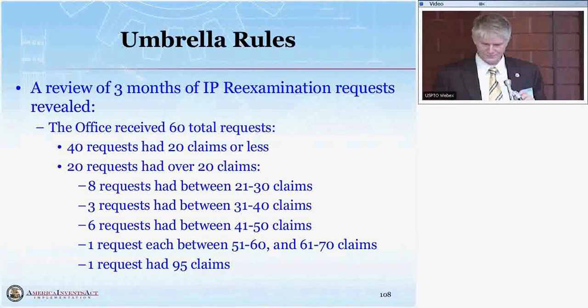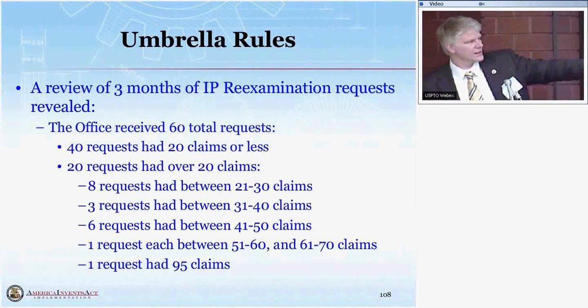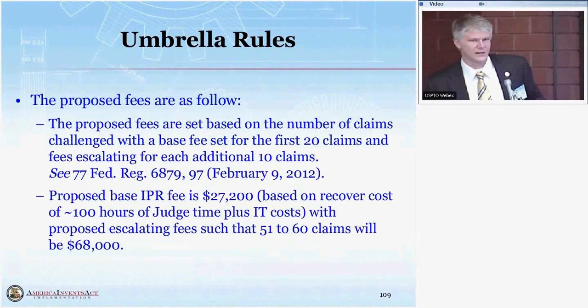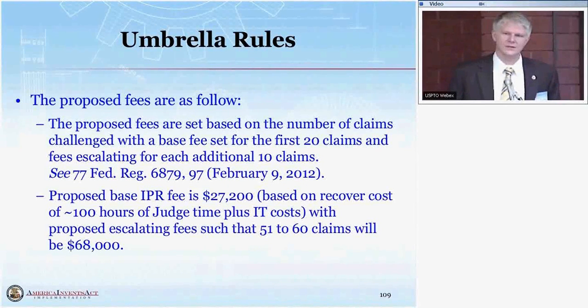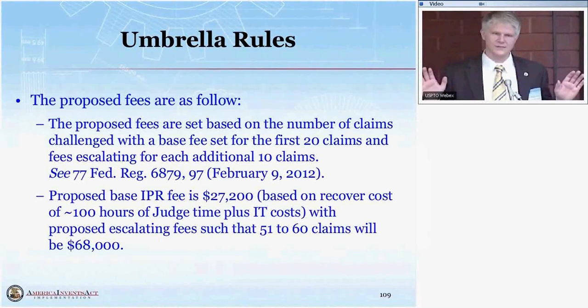So what we've done is proposed a fee set and a schedule where the party who comes in, remember, trying to converge the issues, streamline the proceeding. We've actually reduced the cost for the 20 claim set. Notice the cost for the 20 claim set is only $27,200. So that's below what we say is the average across all cases.